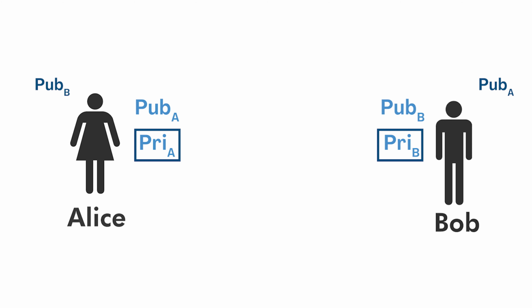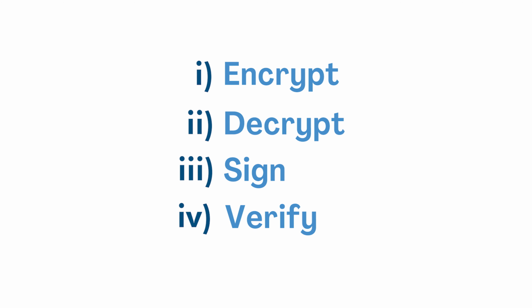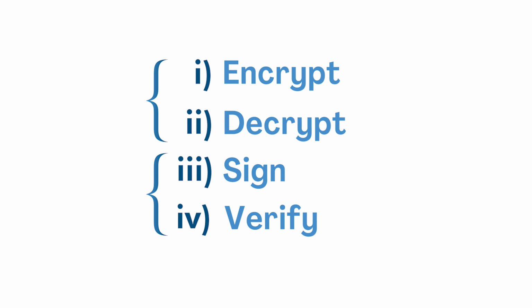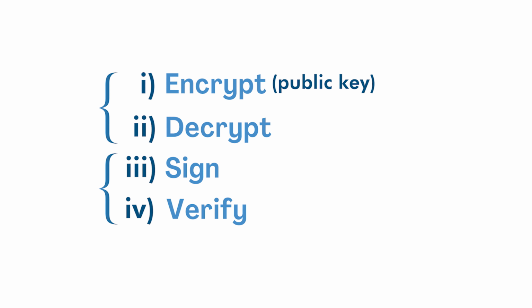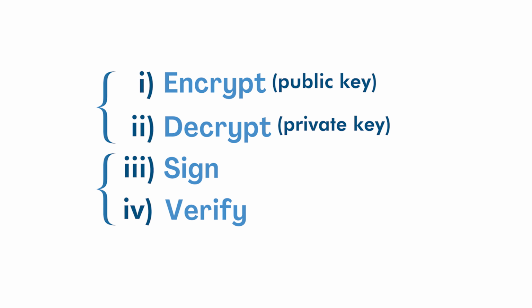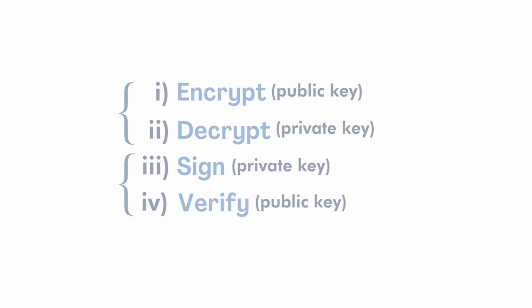There are 4 different things that can be done with this public-private key pair. The first thing is to encrypt a message. The second thing is to decrypt a message. The third thing is to sign a message. And the fourth thing is to verify the message. Encrypt and decrypt are a pair, and sign and verify are a pair. In order to encrypt a message, you need the public part. The decryption only happens with the private key. The signing process is only done with the private key, and the verification can only be done by the public key. So now let's discuss them in detail.